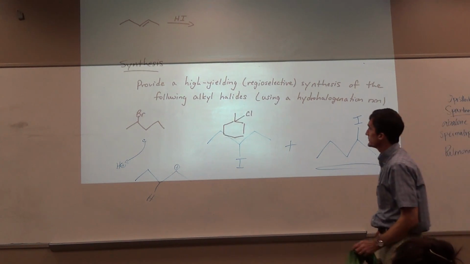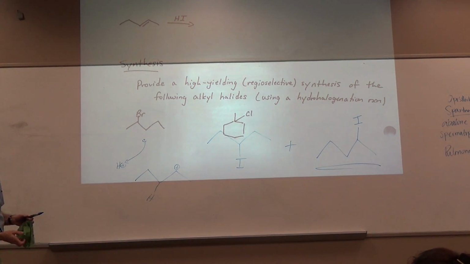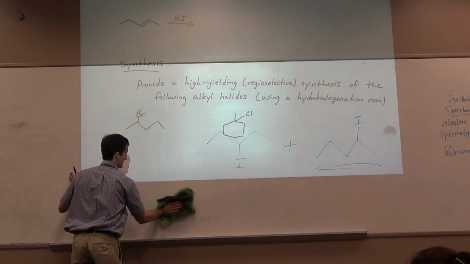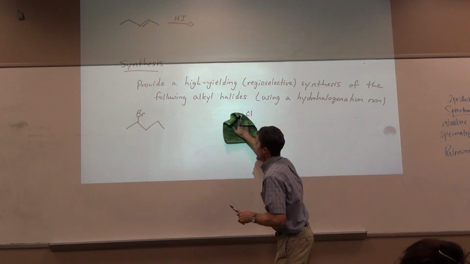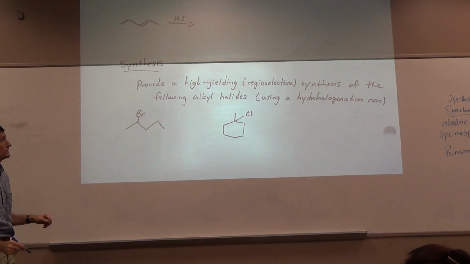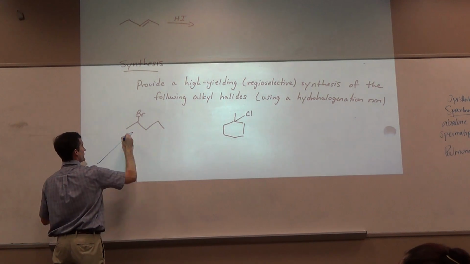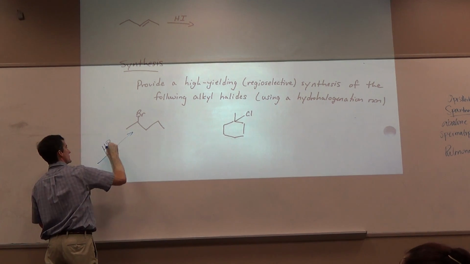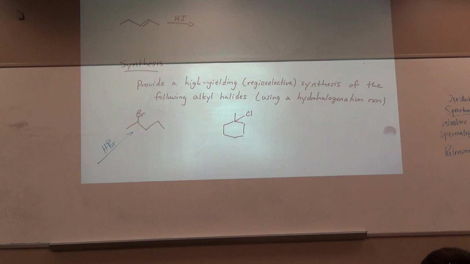Synthesis, going backwards. Provide a high-yielding, regioselective synthesis of the following alkyl halides using a hydrohalogenation reaction. What I'm asking you for here is what would be the starting material and what would be the reagents? Now, hydrohalogenation means we're reacting something with what here? HBr. So what would we react? Well, guess what? We're reacting alkenes right now.